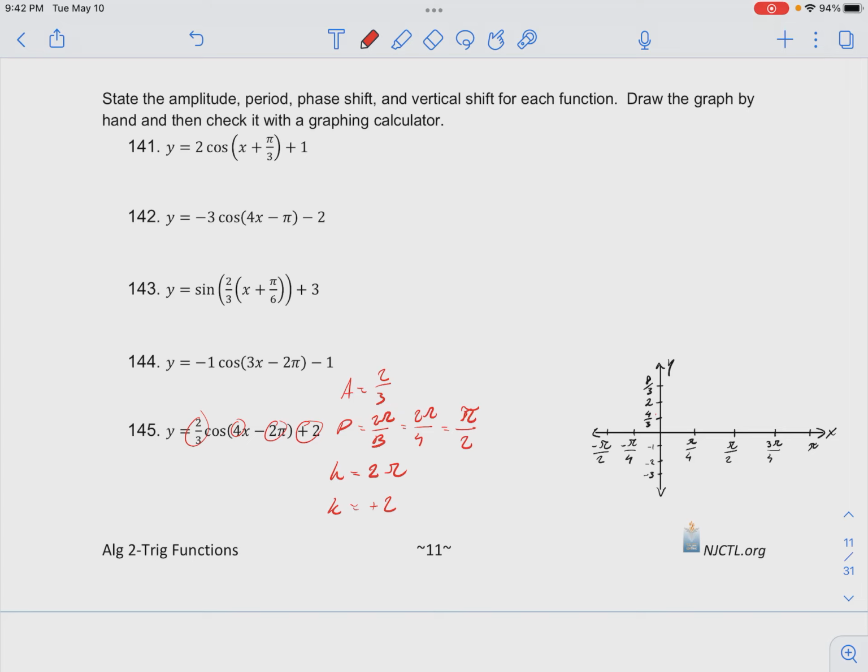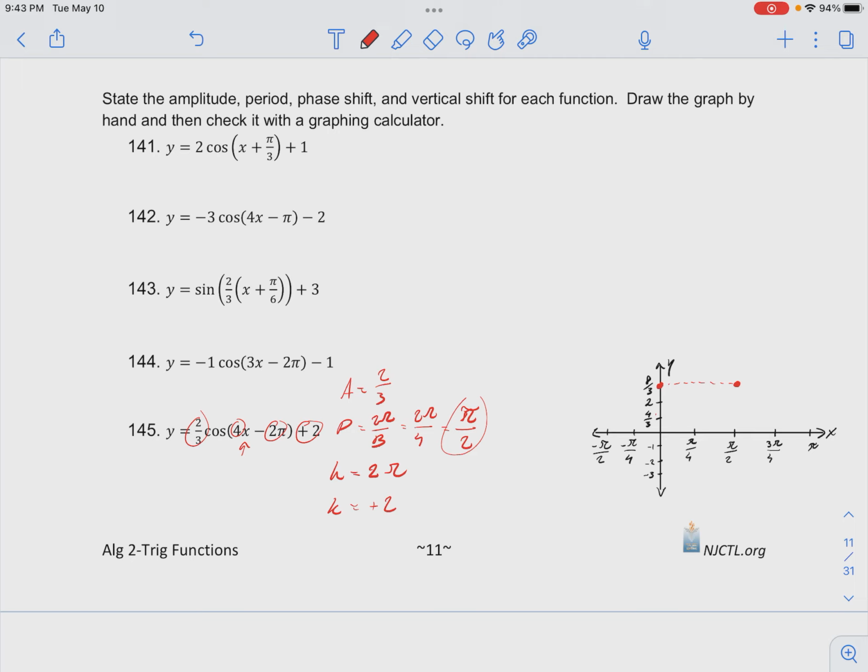So starting with x equals 0, if we plug in x equals 0, then we have cosine of negative 2 pi, which will give us 1 times 2/3 plus 2, which gives us 8/3. So we start at 8/3. Now since we know our function has a period of pi over 2, if we look over at pi over 2, then we should have the same value for the function.